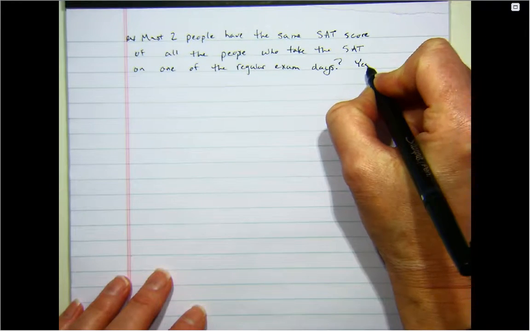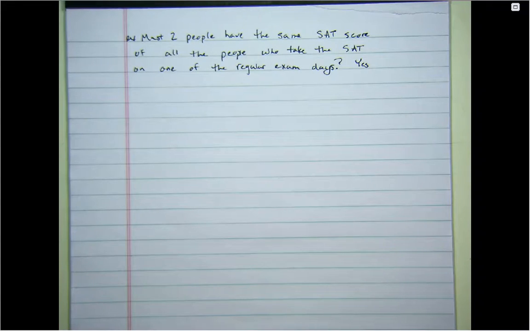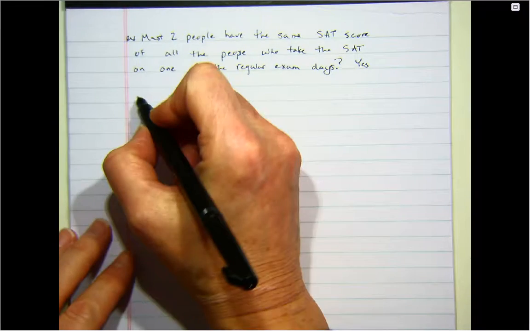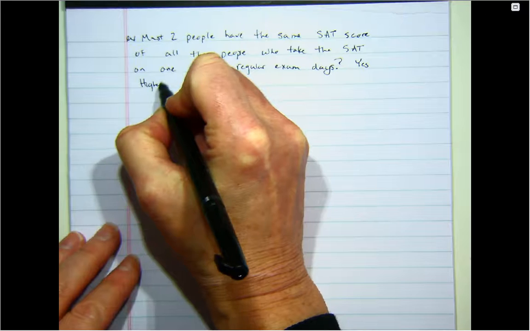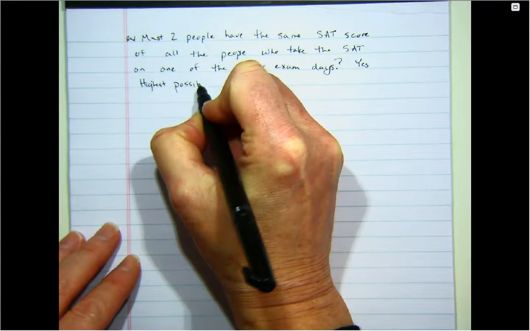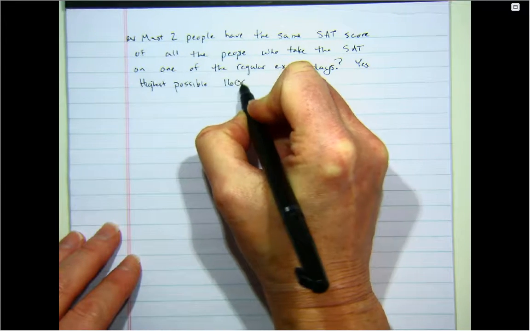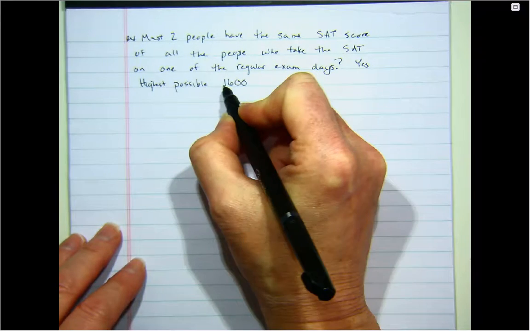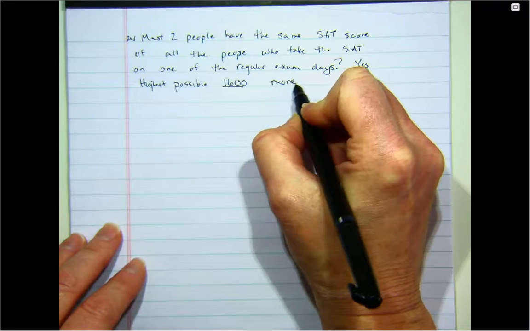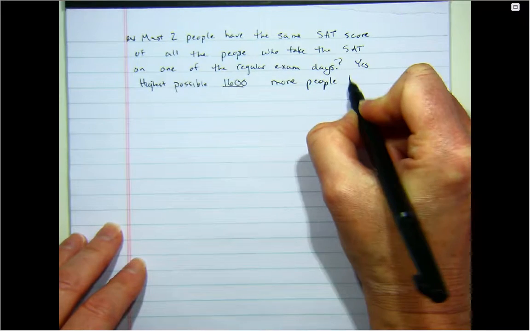Because there's how many people that take the SAT, and it's not like there's a billion scores that you can get, so somebody would have to double up on scores. So you're saying the most score you can get is low enough that more people are taking the SAT than that score that's possible. So the highest possible score is 1600, I believe. And more people take the SAT than that.